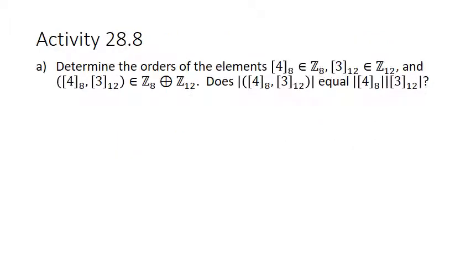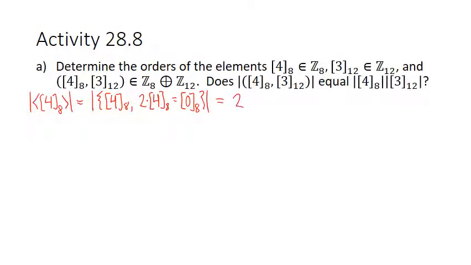Okay, so let's go over this. Determine the orders of the elements 4 in Z8, 3 in Z12, and then the ordered pair (4, 3) in the external direct product of Z8 and Z12. For 4 in Z8, we're looking again at the order of the cyclic subgroup that is generated by this element. So let's see what that cyclic subgroup is. It'll have 4, and then 2 times 4, which is actually 0, because that goes to 8 and then comes back to 0. Once you've gotten 0, you can stop. That'll be the last one. So this is just going to be 2 different elements there.